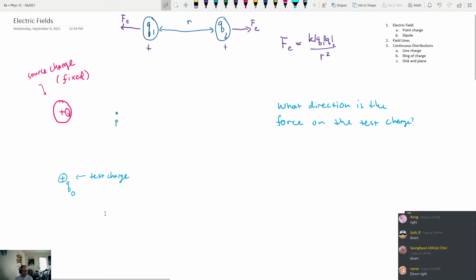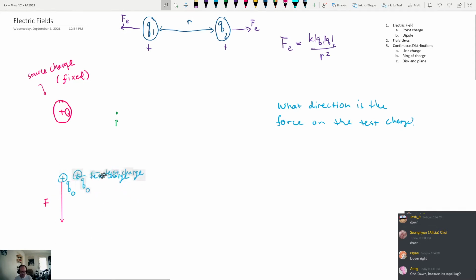Getting a lot of different answers, which is good. The most common answer is down, and that is correct. If I place this object right here, I'm going to have a force that's down, like this, because it's repelling. That would be the direction of my force, the direction the force would be if the charge was there.